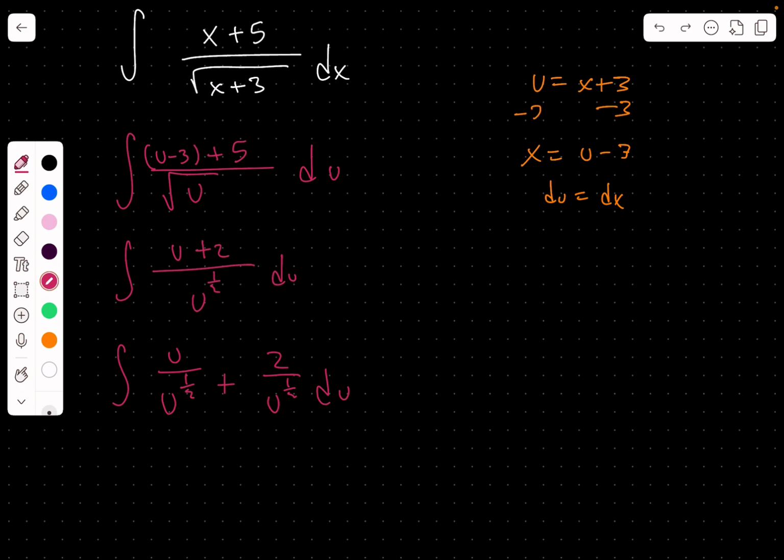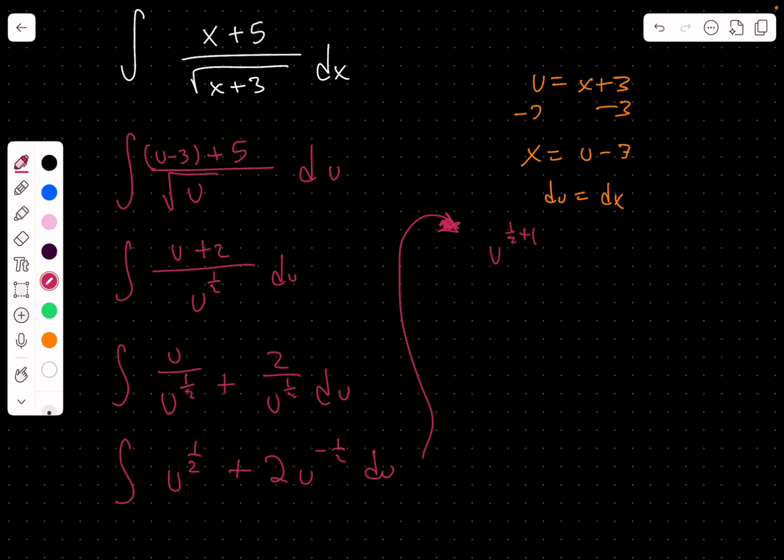And when we subtract it, we get u to the 1/2 plus 2 times u to the negative 1/2, because this has to be brought to the top, right? du. Now we can find our antiderivative. Everything's pretty perfect. There's nothing else to really do to it, right? So let's keep going.